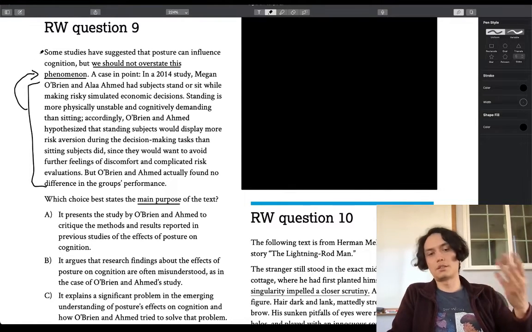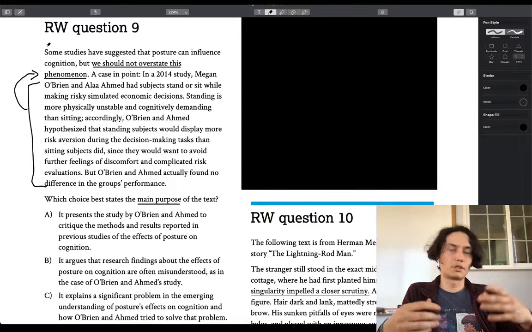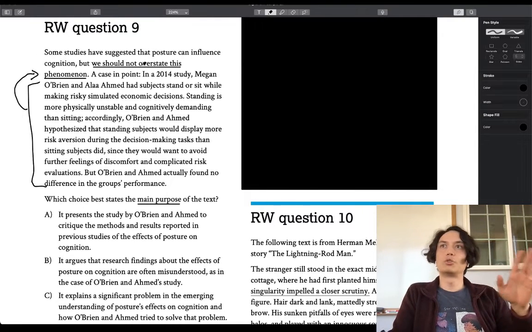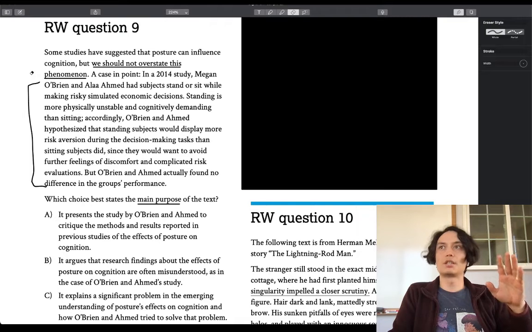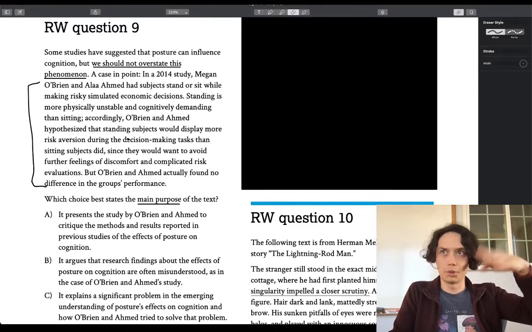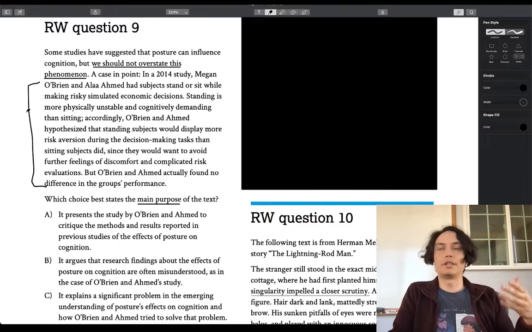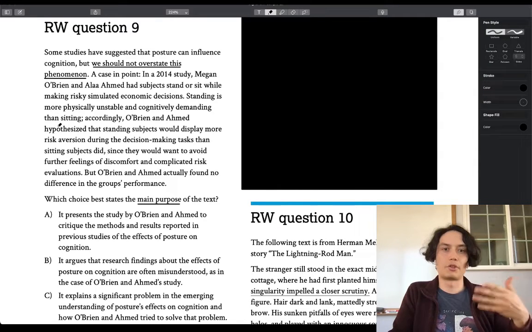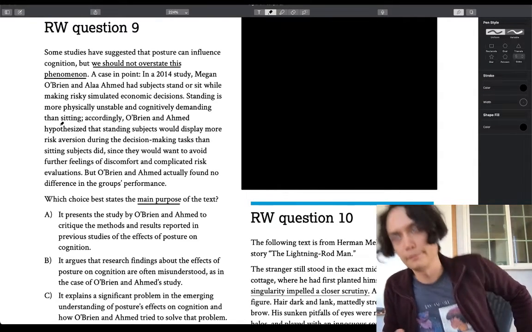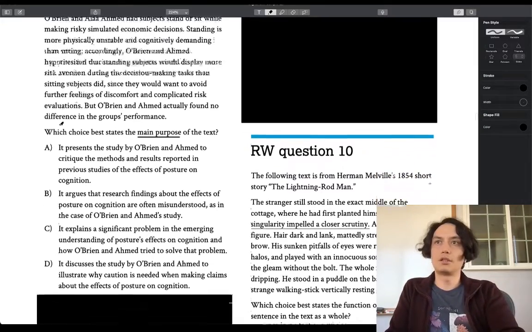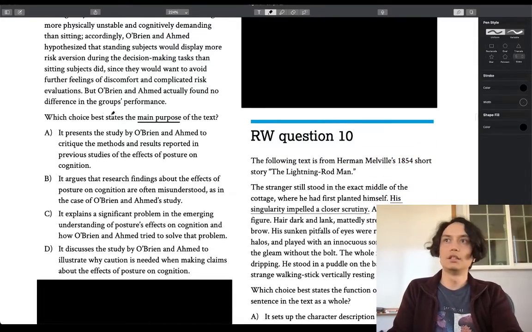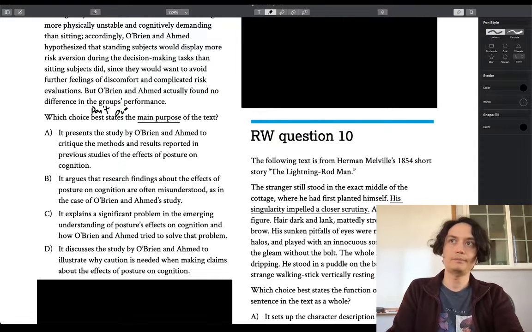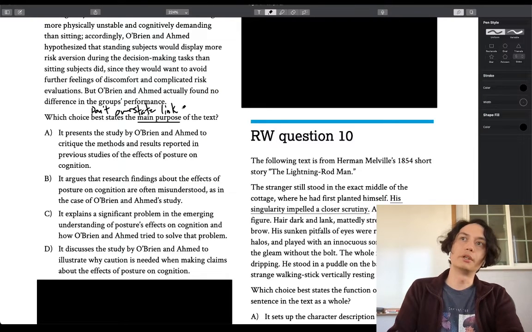Some studies say that maybe the way that you stand influences the way you think, but don't go too far. Don't overstate this phenomenon because, hey, check this out. All of this is just an example of it not working all the time, though, this posture influence cognition. So, okay, the main purpose of the text is to say don't overstate the link between posture and cognition.